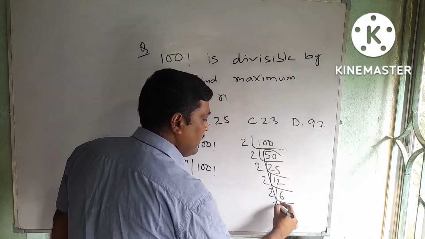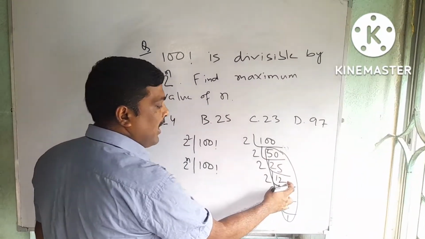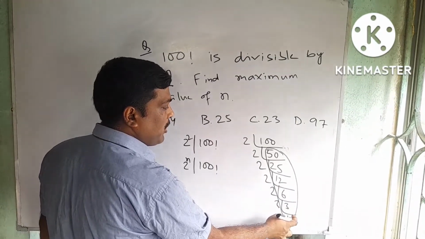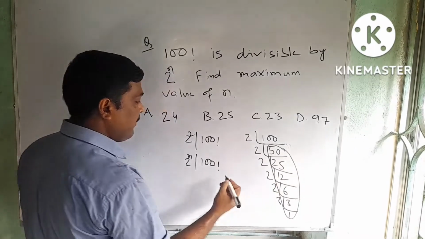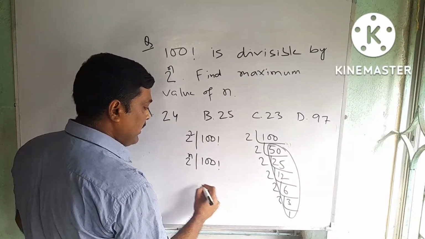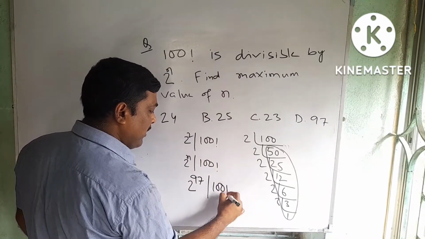Okay, then calculate this sum. 50 plus 25 plus 12 plus 6 plus 3 plus 1. It is 75, 87, 93, 96, 97. Okay. So 2 to the power 97 divides 100 factorial.